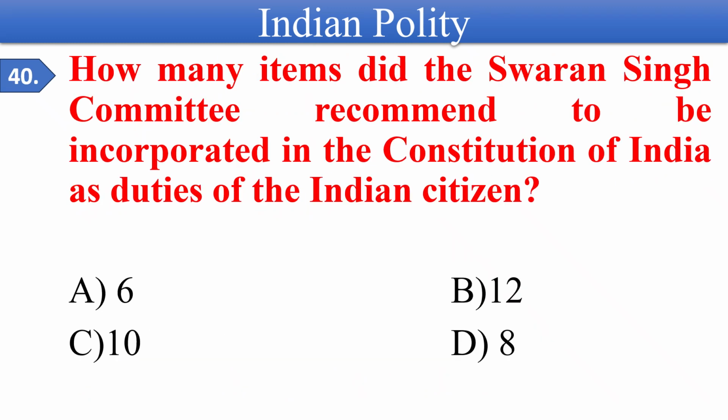Here comes the last question for this section. Question number 40. How many items did the Swaran Singh Committee recommend to be incorporated in the Constitution of India as duties of the Indian citizen? Option A 6. Option B 12. Option C 10. Option D 8. Option D 8 is the correct answer.